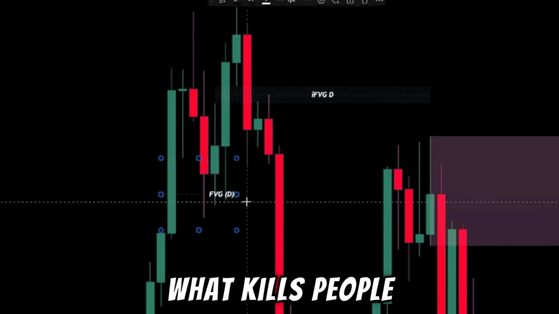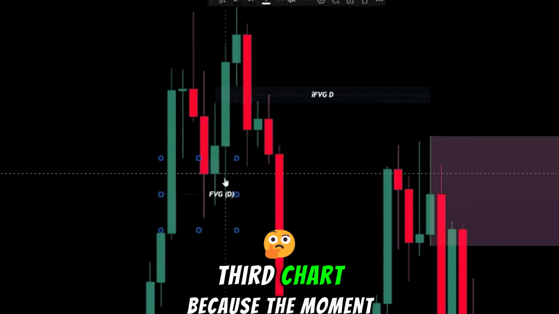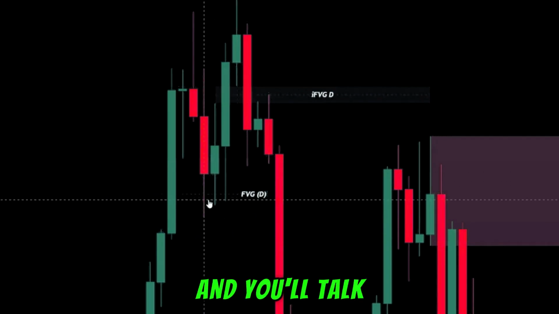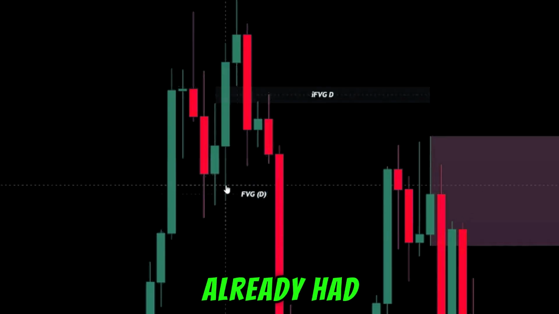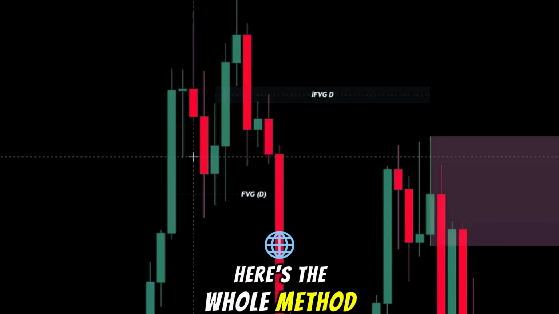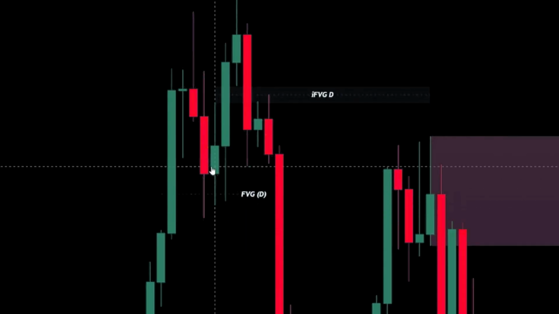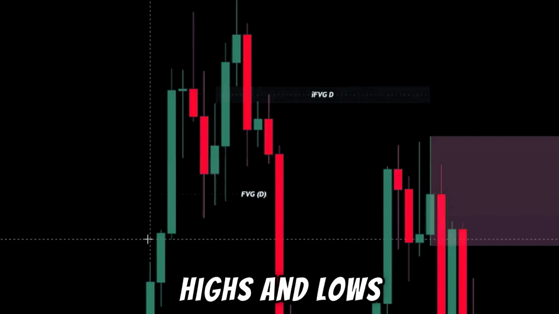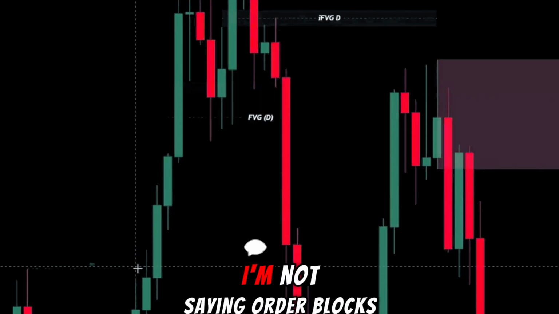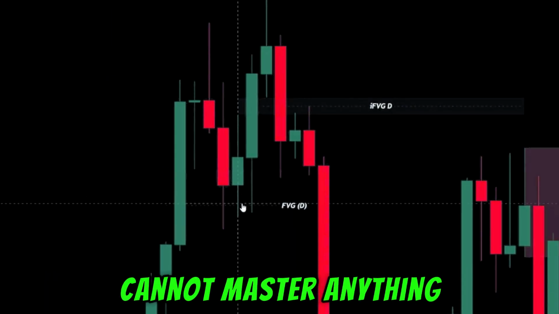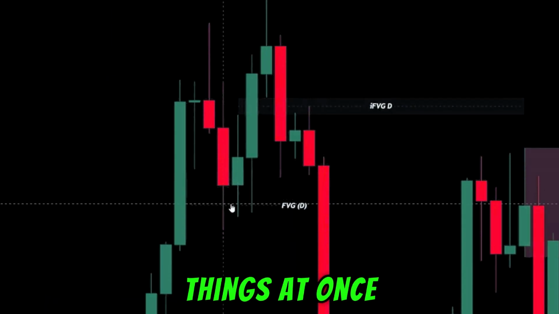What kills people is adding a third chart. Because the moment you have three, you will always find one that disagrees, and you'll talk yourself out of the trade you already had. Here's the whole method in 4 steps. Step 1. Clear your chart. Fair value gaps, highs and lows. That's it. I'm not saying order blocks never work. I'm saying you cannot master anything while watching 6 things at once.